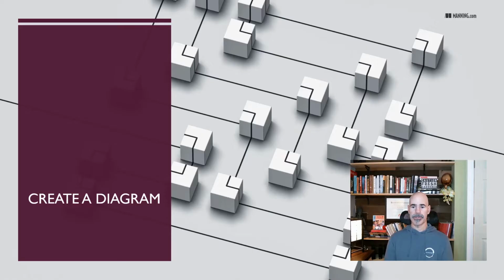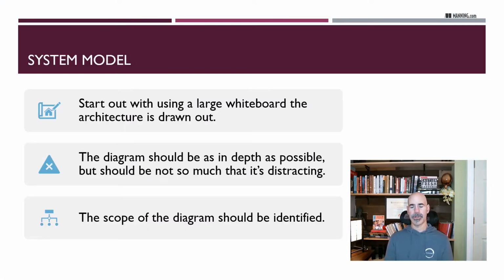So the first thing that you want to do is create a diagram. You want to start out with a large whiteboard if you're doing this in a group setting, and draw out the architecture. Now, if you're doing this by yourself, you can just go right into the tool and build out the diagram within the tool. You can do it in PowerPoint, you could do it in Visio, or any kind of drawing application as well if you don't have a whiteboard.